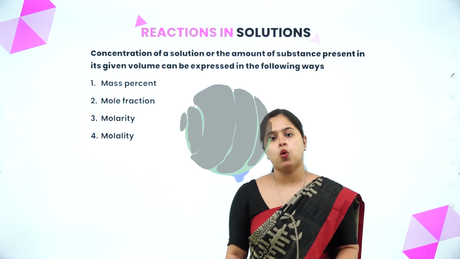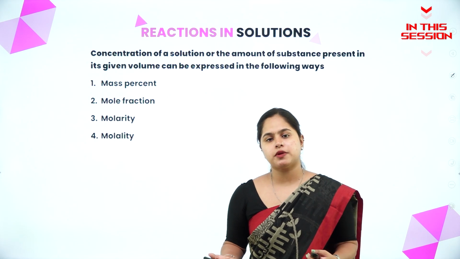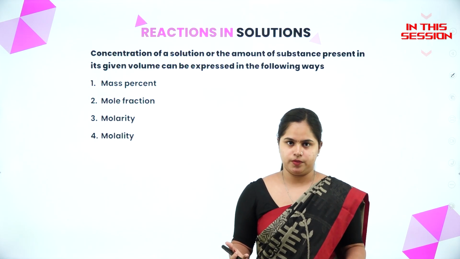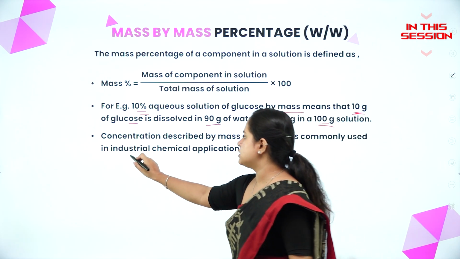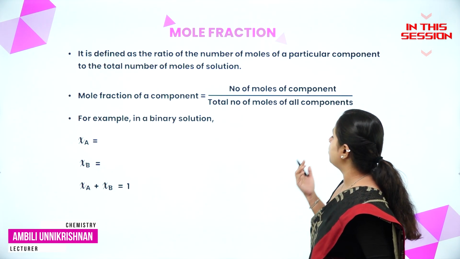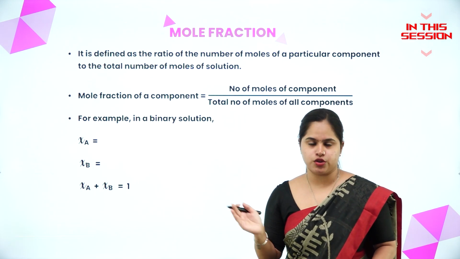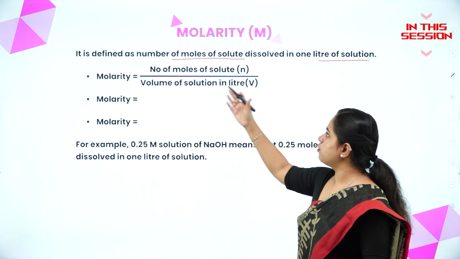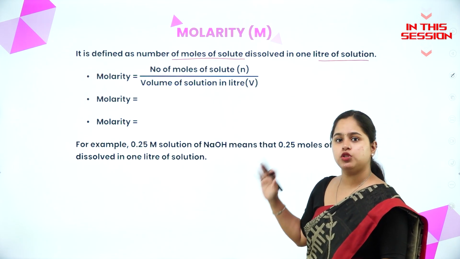So solutions are homogeneous mixtures of two or more components. The components present are solute and solvent. Concentration described by mass percentage is commonly used in industrial chemical applications. So what is mole fraction? It is defined as the ratio of the number of moles of a particular component to the total number of moles of your solution. Molarity is equal to the number of moles of solute, which is represented by n, divided by the volume of solution in liters.